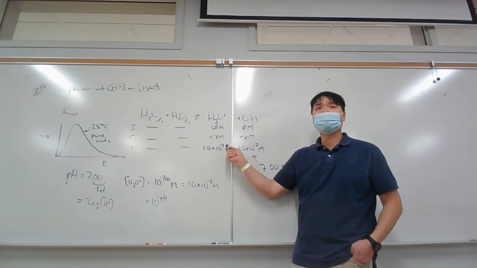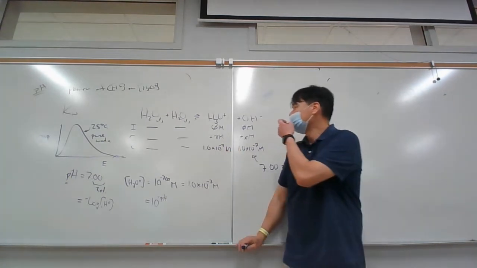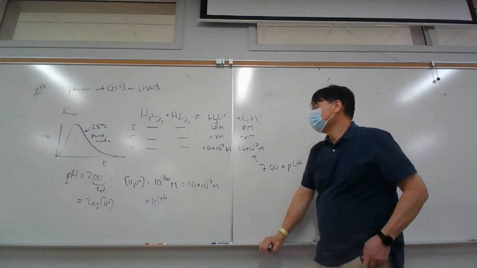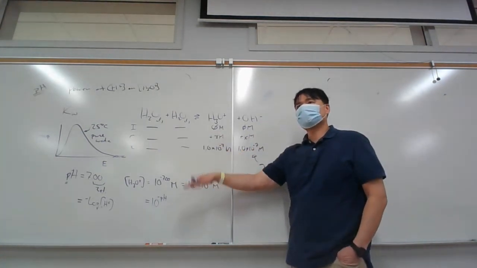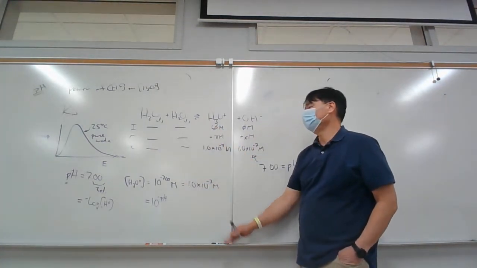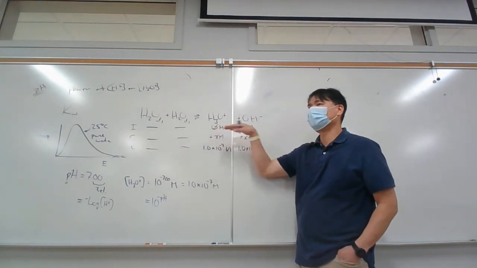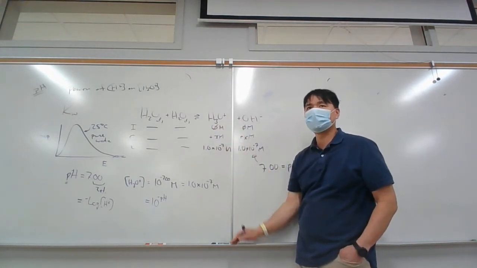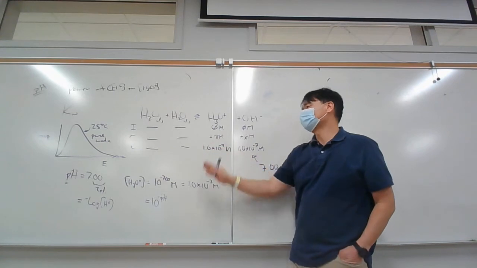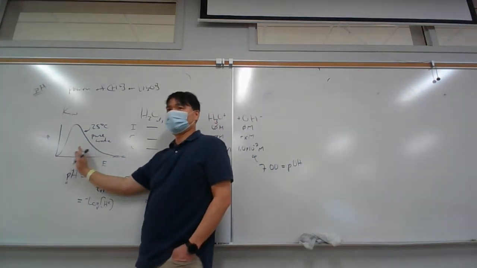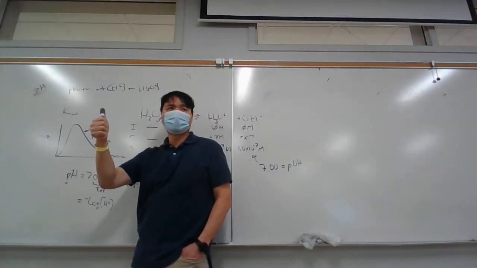10 to the minus 5 is greater. It gives us a pH 5. And so what happens is the pH changes with temperature. In other words, if I increase the temperature, the pH goes down a little bit, not much. If I decrease the temperature, this whole curve shifts to the left and the pH goes up.